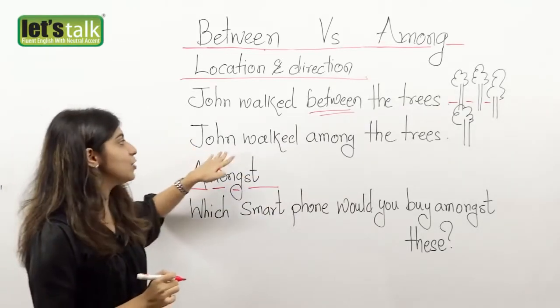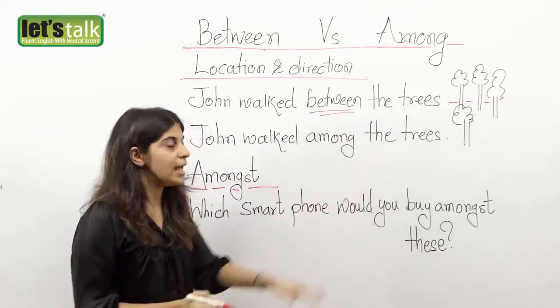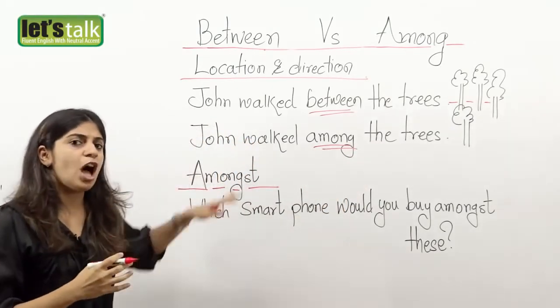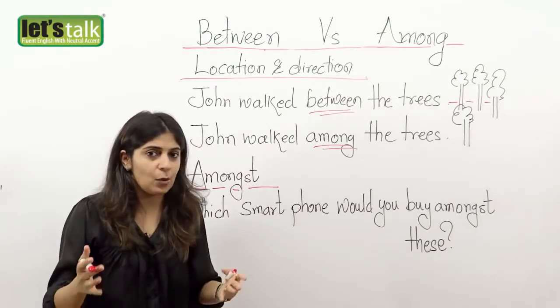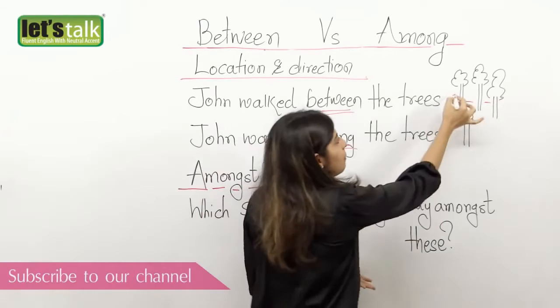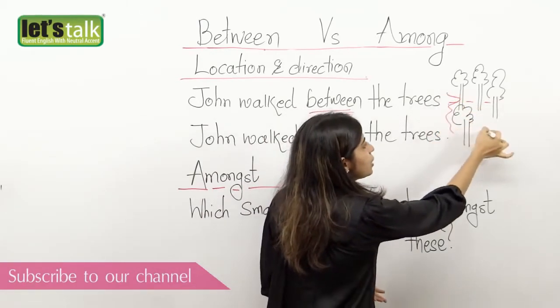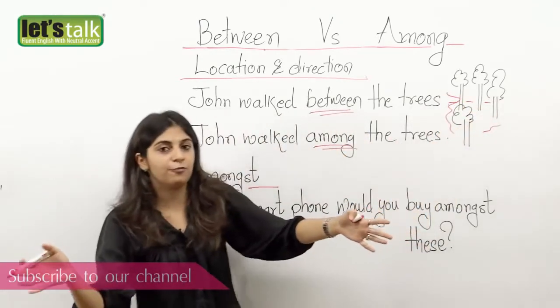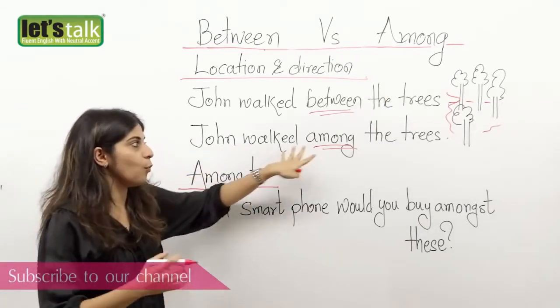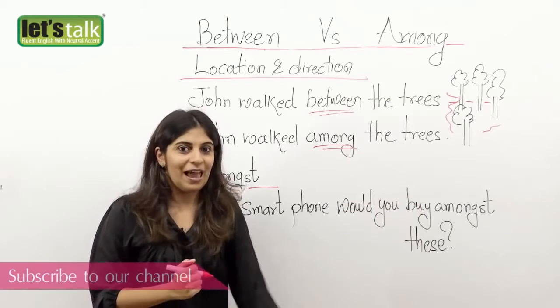Whereas in this sentence, John walked among the trees. Here, among gives us an idea that maybe John was not sure about his path, okay? So he kept wandering around the forest. So maybe he went here and then he went here. So he just kept wandering around the park or the forest. And that's why we use the word among. So John walked among the trees, okay?